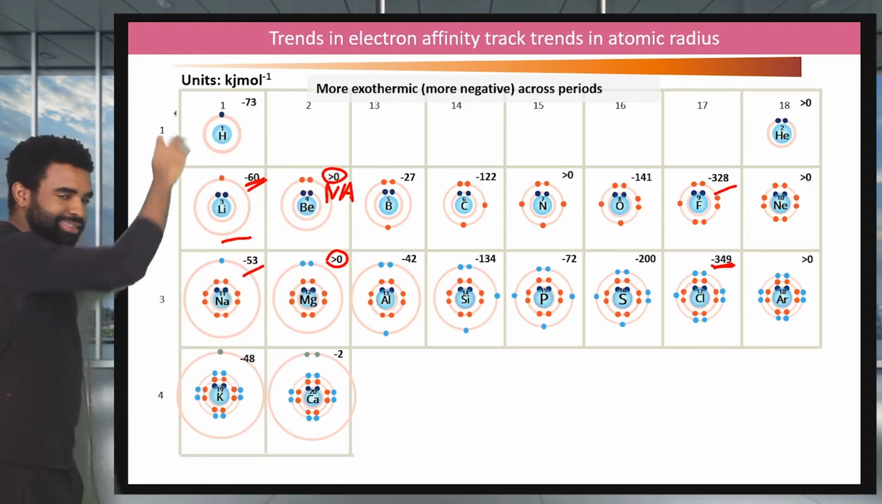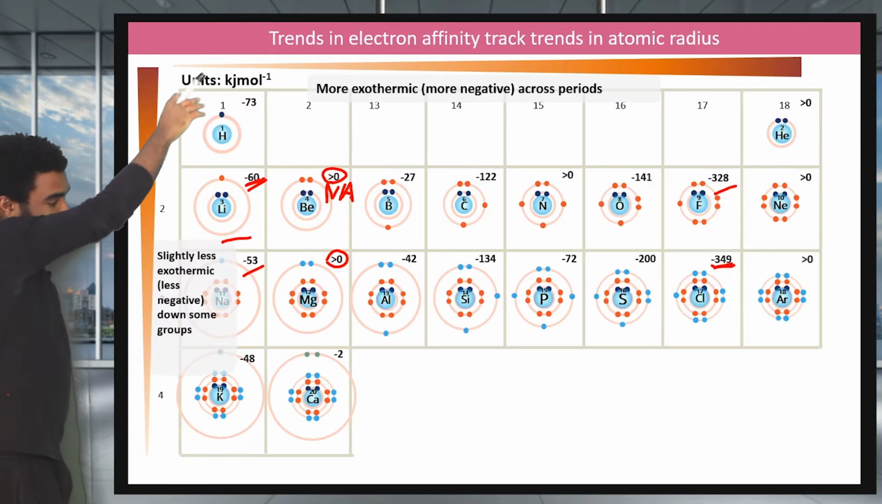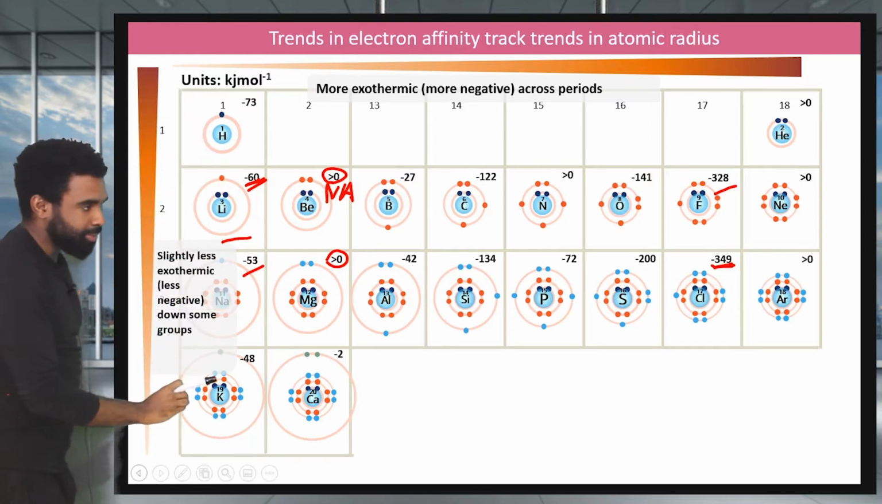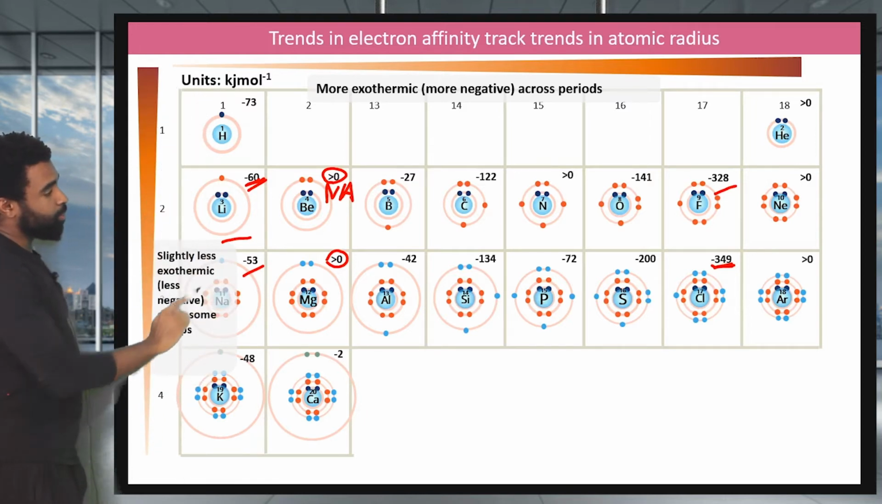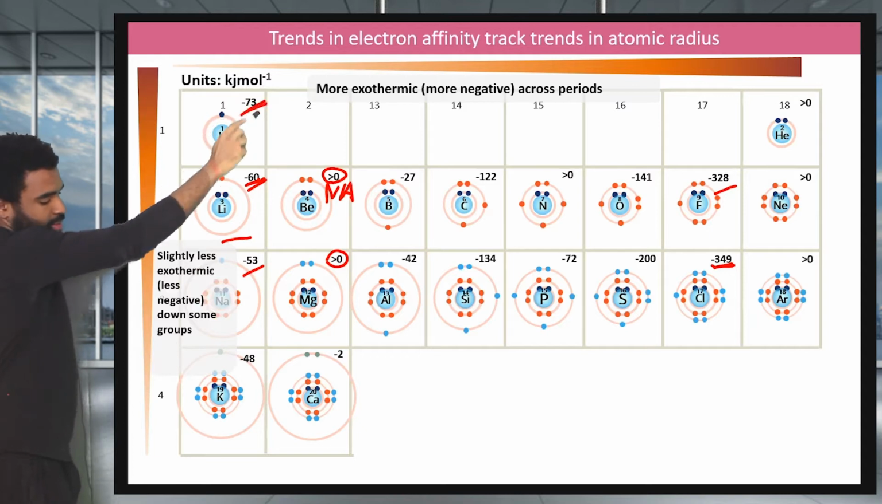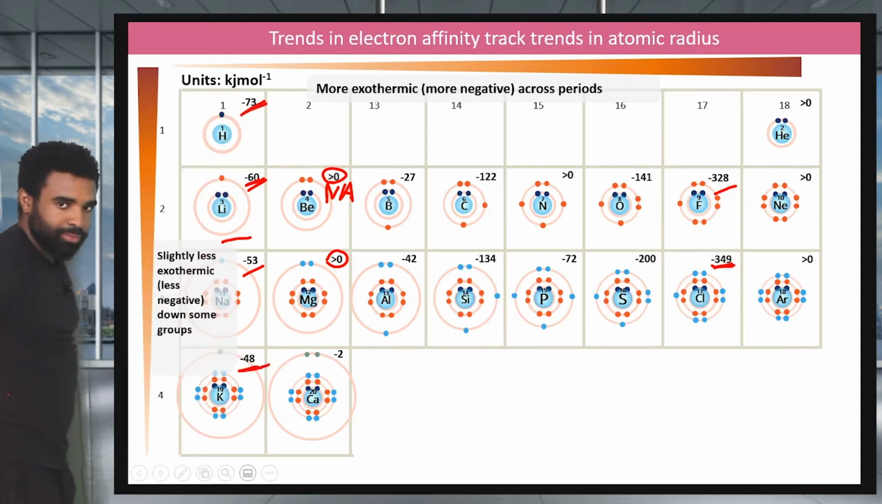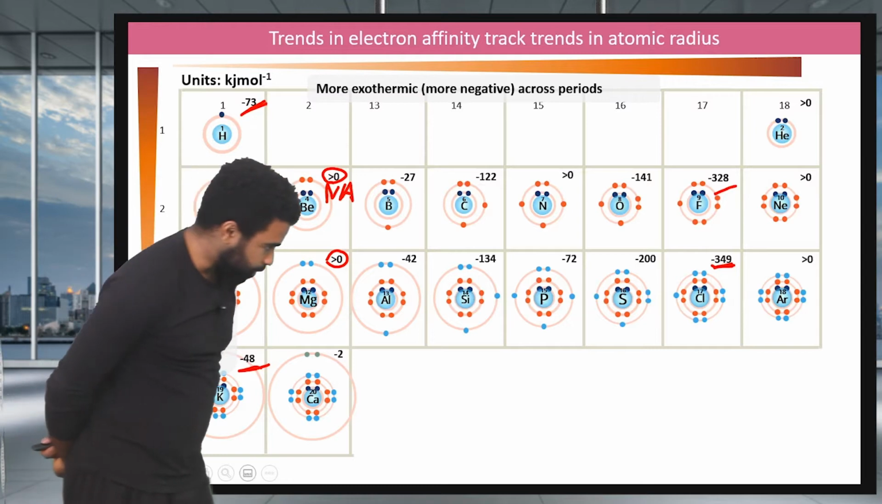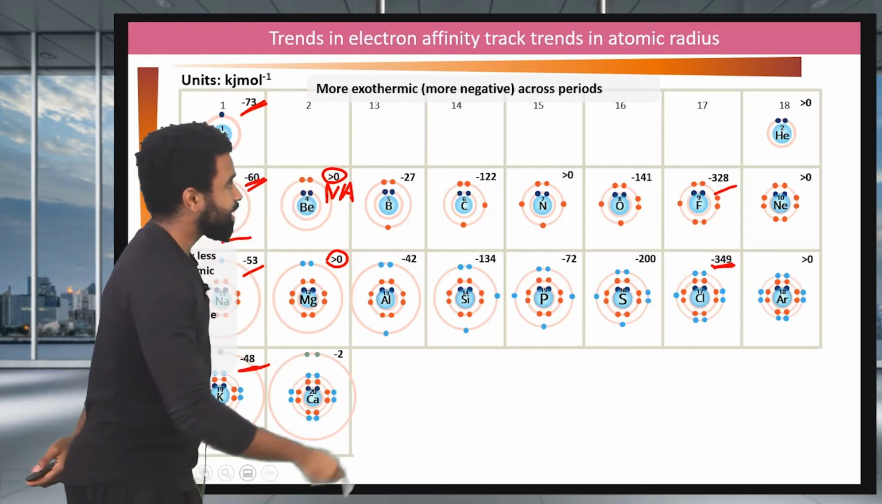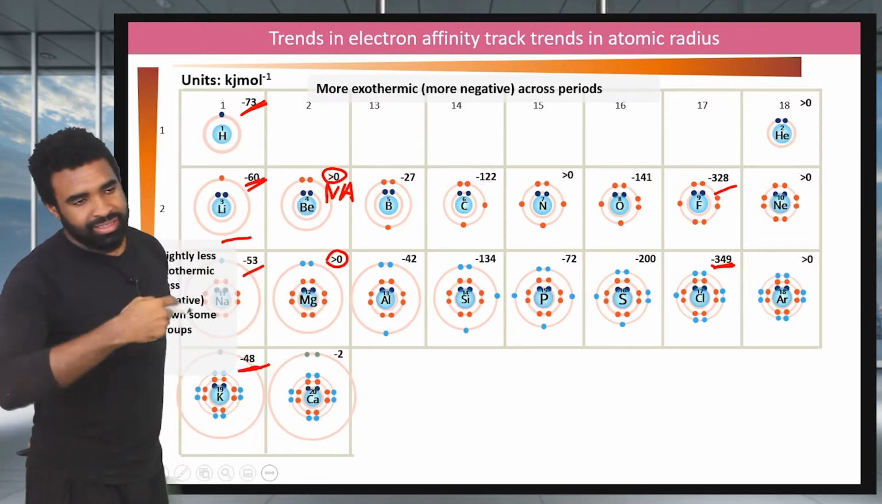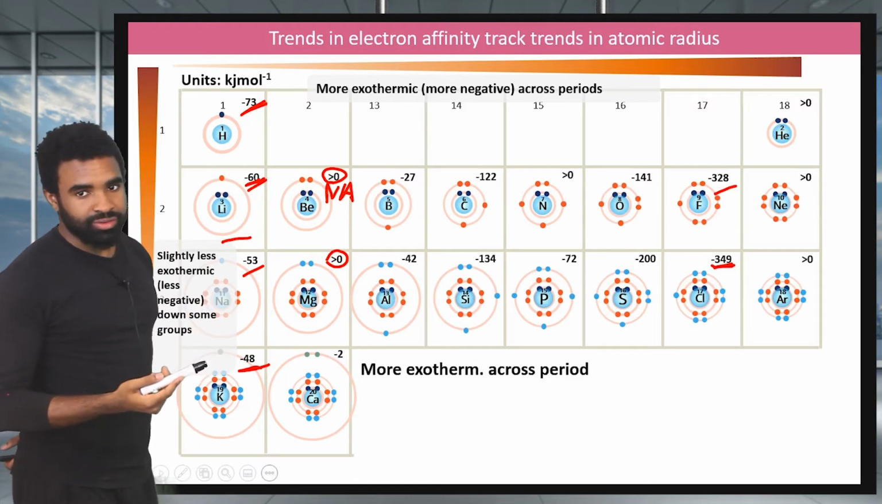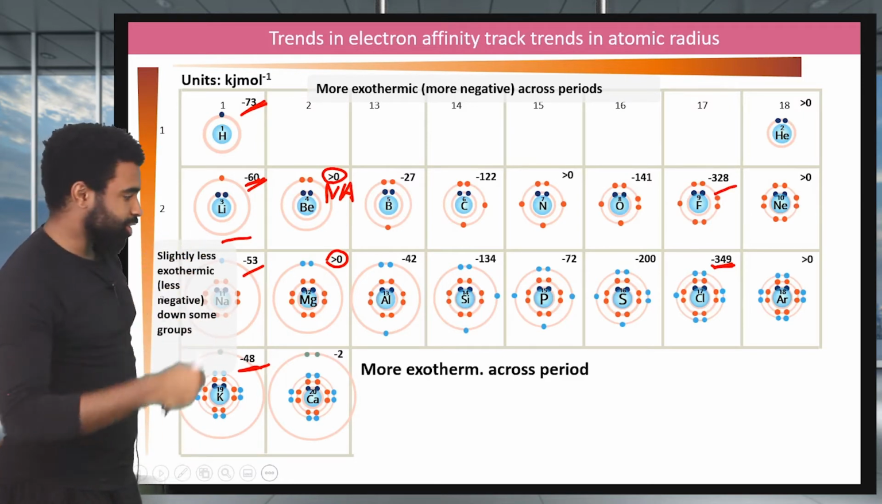Now, how about the trend down a group? It seems that there is a reduction in the exothermicity as we go down the group. So here, this is the most exothermic in this group and the least exothermic in that group. How do we explain these trends? Let's start with the period trend. It's the same way we explained all the other trends, really: nuclear charge and atomic radius.